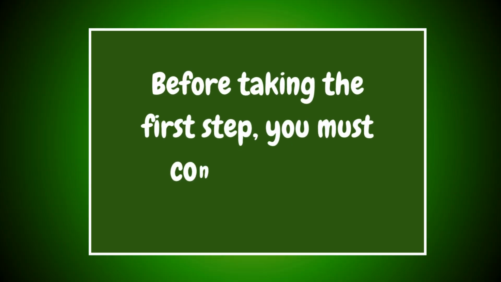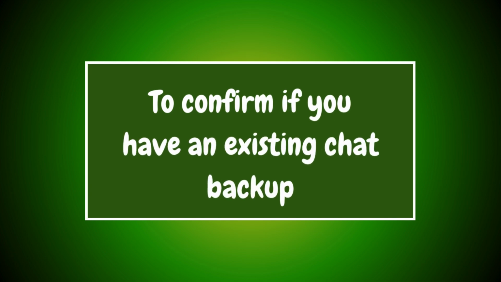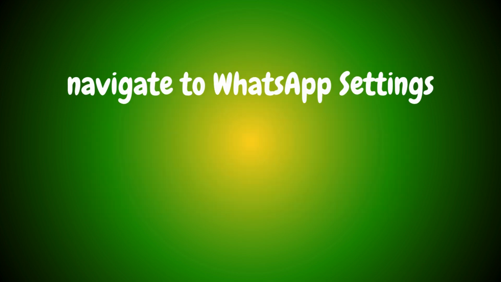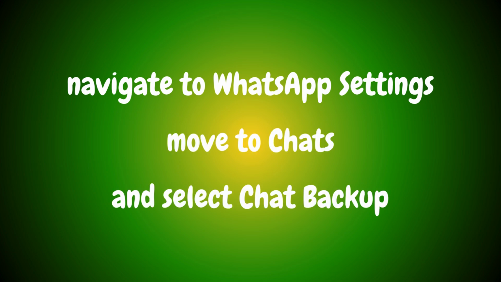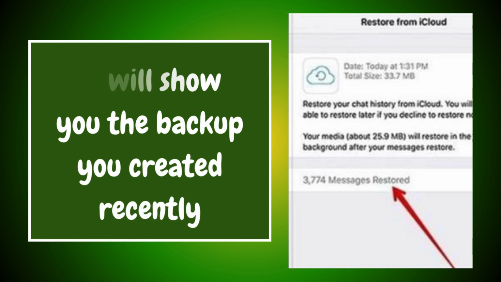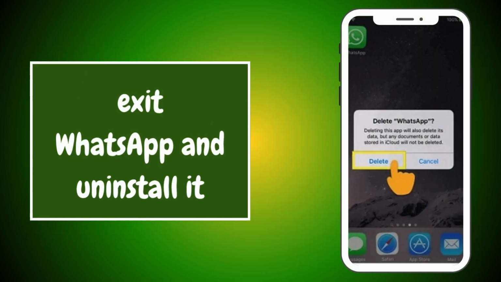Before taking the first step, you must confirm that a backup exists. To confirm if you have an existing chat backup, navigate to WhatsApp settings, move to Chats, and select Chat Backup. It will show you the backup you created recently. Once you confirm that you have a backup, exit WhatsApp and uninstall it.